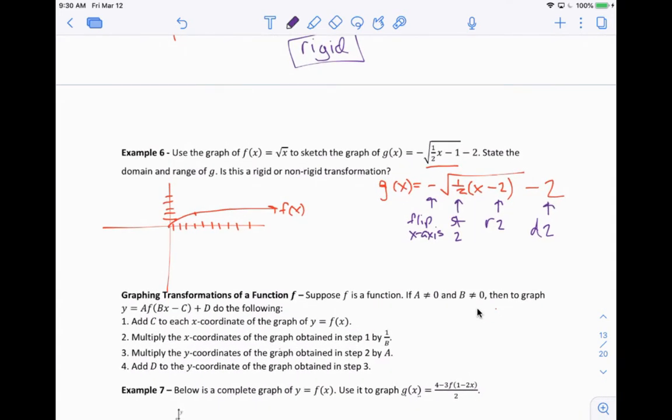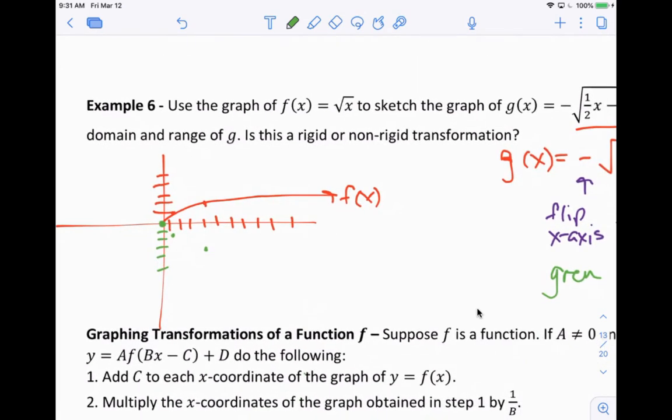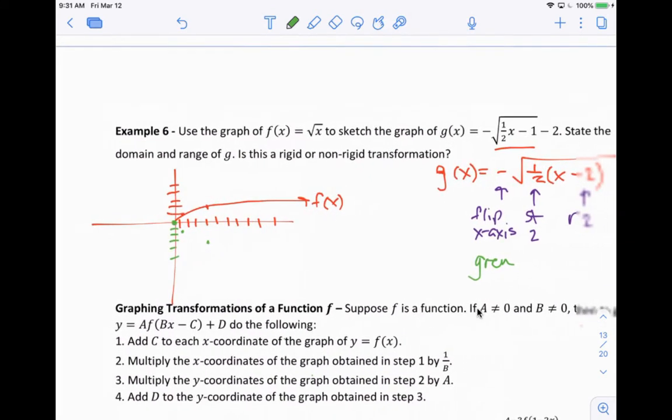Okay. Let's do this color-wise. Let's make this one green. Flipping everything over the x-axis, we're just going to go from left to right. So 1, 2, 3, 4, 5. 0, 0 will stay the same. 1 now goes down to negative 1. 2 now goes down to negative 2. There's g of x. I don't think I'm going to draw the line because that's a lot of lines.